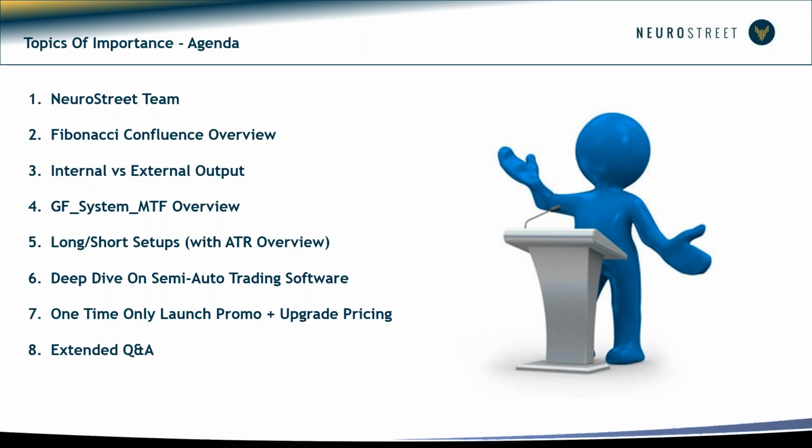We're going to give you an overview of what the actual GF system is. GF stands for GOldenFibs. MTF stands for multi-time frame. So it's using multi-time frame volatility and multi-time frame Fib confluence levels to drive the data in what we're going to be showing. And I want to basically explain structure trading and support and resistance and how average true range truly affects the effectiveness of it.